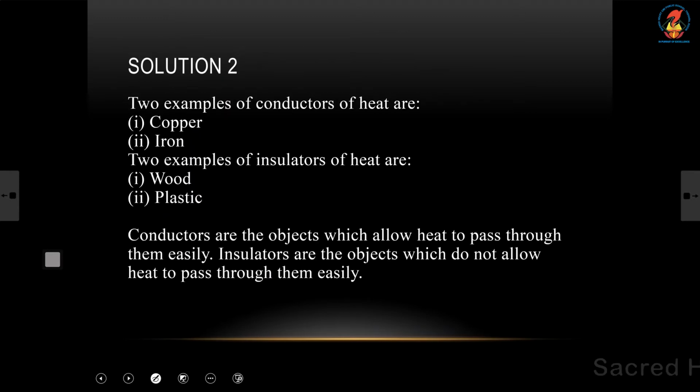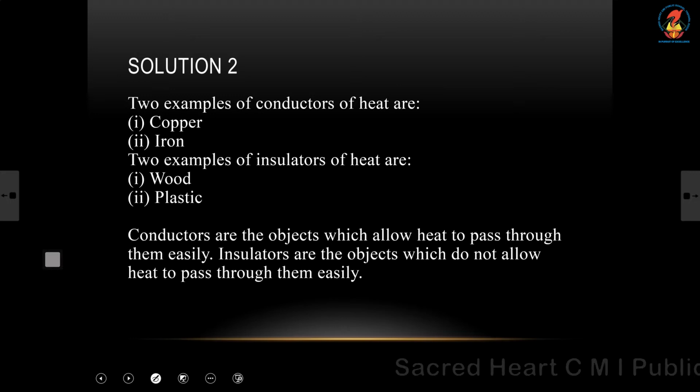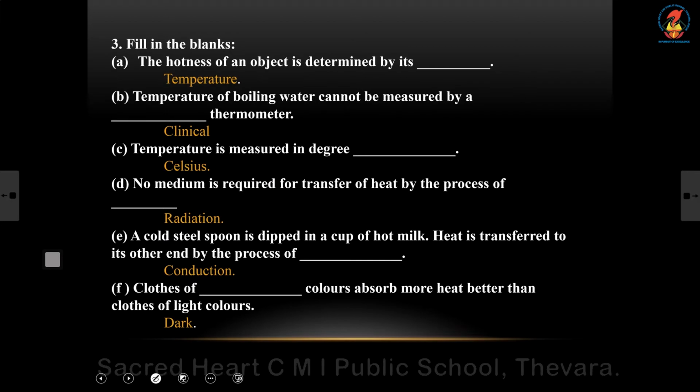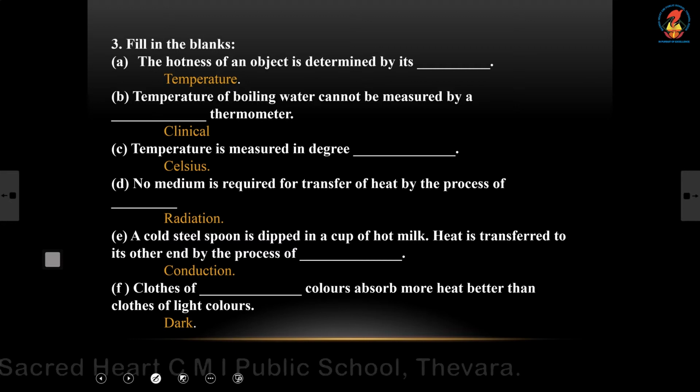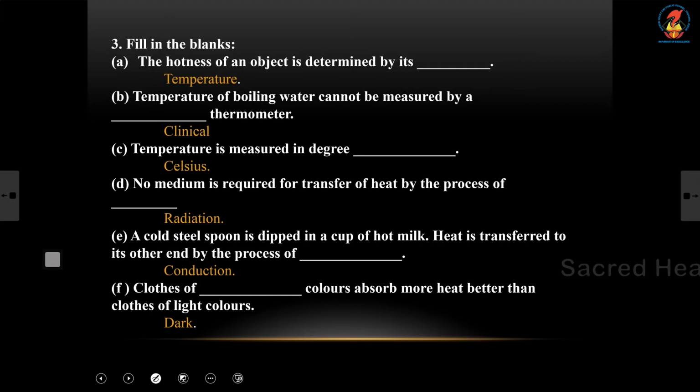All these, the first question you need to write in your notebook. This one you can write in your textbook itself. Second one, write it in your textbook. Third one also you can write in your textbook itself. It's a fill in the blanks. The hotness of an object is determined by its temperature. Temperature of boiling water cannot be measured by a clinical thermometer. Temperature is measured in degree Celsius.